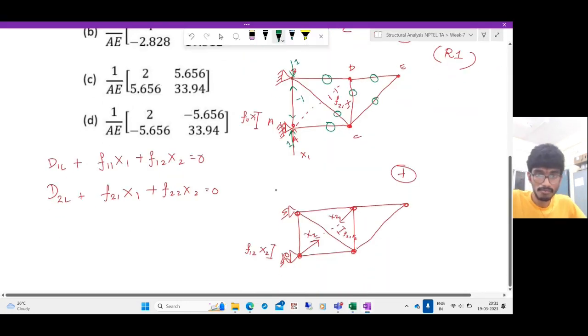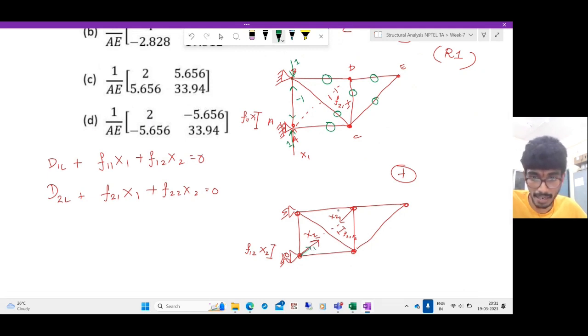Similarly, let us solve N2. Again, it is a self-equilibrating force. If I apply a unit force in the unknown member, what will be the forces? Simple, we have already done this. This will be -1 by root 2, and this will be -1 by root 2. Again, these two are known to be zero force members. Coming to this joint, you have -1 by root 2 this way, so this should be subjected to a tension of 1. This will be -1 by root 2, and this will be -1 by root 2.